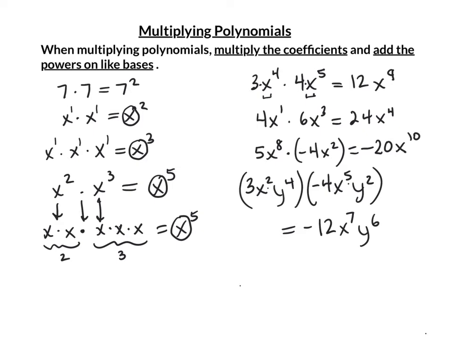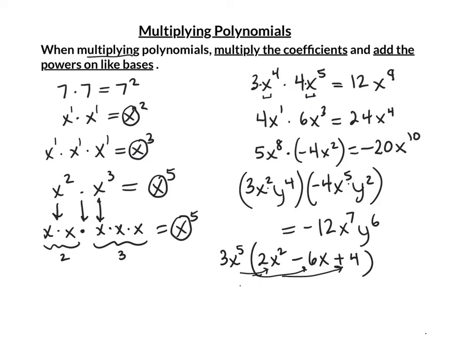Multiply the coefficients and add the powers on like bases. Last thing to mention, when we bring in multiplication, we can also see the distributive property. If I asked you to multiply 3x to the 5th times 2x squared minus 6x plus 4, we would distribute. We would take the 3x to the 5th to the first one, and the second one, and then the third one. And then we're multiplying, so we're going to multiply the coefficients and add the powers on like bases.